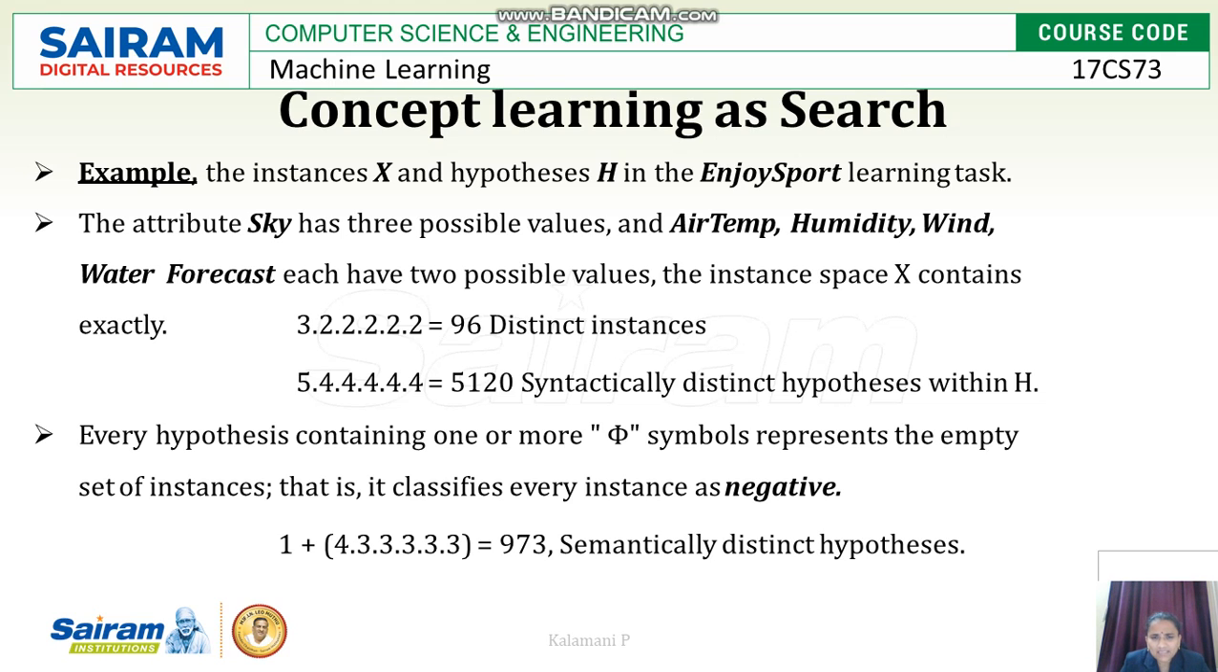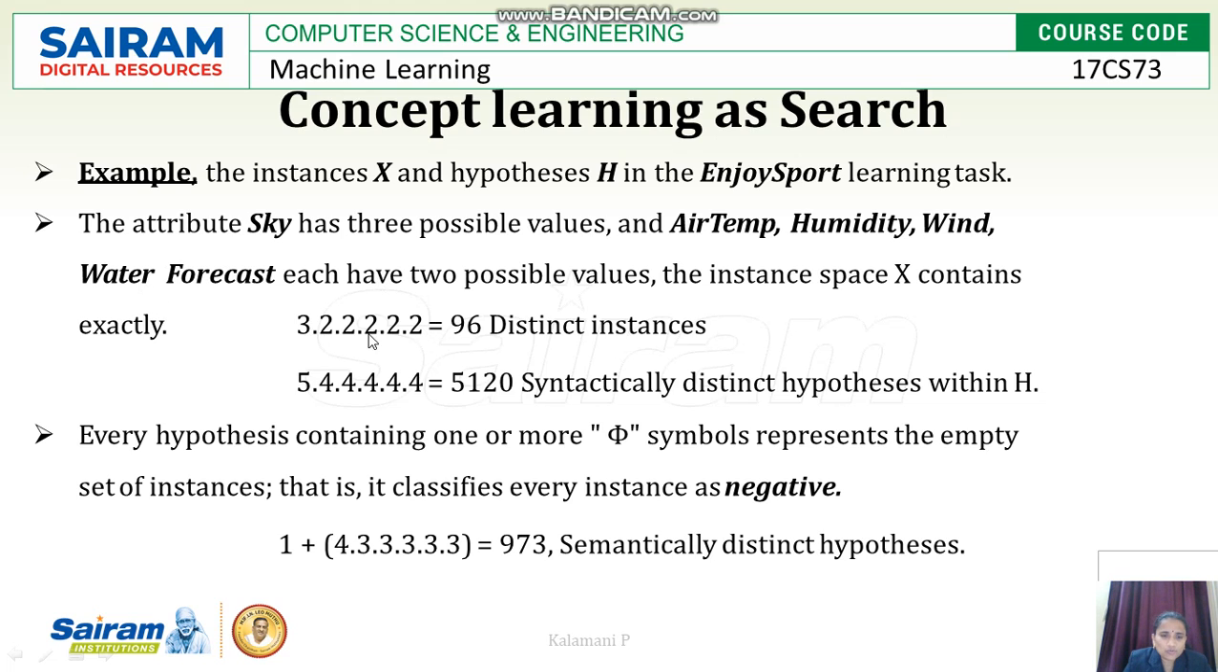The attribute sky has 3 possible values. Already we have seen there are 6 attributes. Among the 6 attributes, sky takes 3 possible values, while the other 5 attributes, air temperature, humidity, wind, water and forecast, each take only 2 possible values. So the instance space X contains exactly 3 because the sky attribute took 3 possible values, and the remaining 5 attributes took 2 values.